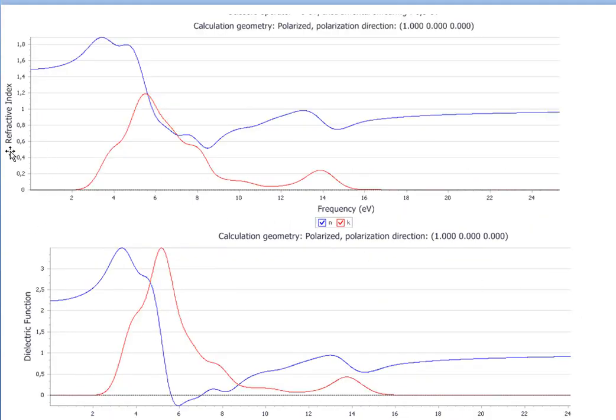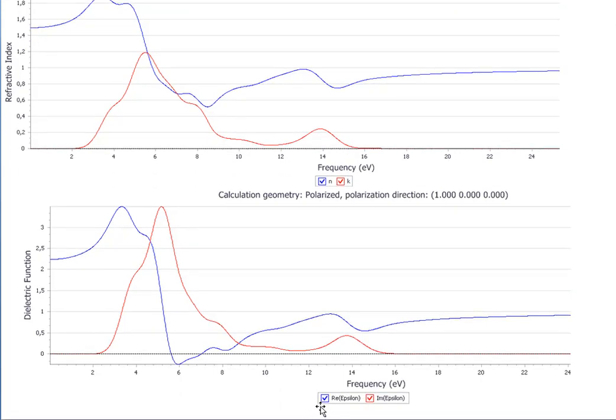The refractive index and dielectric function have also been calculated for the same direction. The red curve represents the n and the blue curve represents the k. Here, the red curve represents the imaginary part of the dielectric function, and the blue curve represents the real part of the dielectric function.